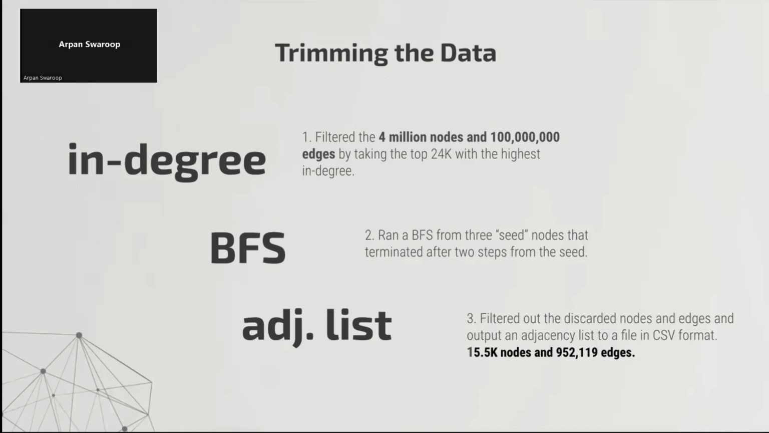Then we ran a BFS with three different starting points, the US, animal, and food, which are three general categories or seed nodes. The BFS traveled up to two vertices away, and all the nodes that were not within this distance were cut from the data set. After this, we have about 15.5 thousand nodes, which is a lot easier to work with. From these nodes, we wrote out an adjacency list in a CSV format so that it could be loaded easily and efficiently.